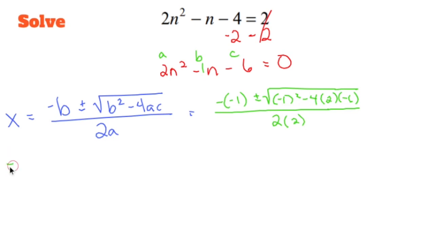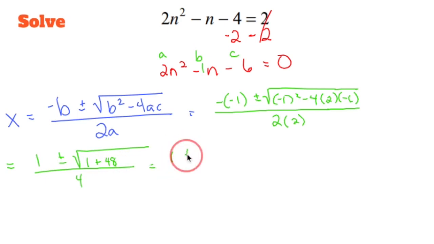All right, let's do some simplifying. Negative 1 is regular 1. Positive or negative, all right, we've got negative 1 squared, which is 1, minus 4 times 2, which is negative 8, times negative 6, which is going to be plus 48. How convenient is that? All over 2 times a, which is 4. So this gives us 1 plus or minus the square root of 49 over 4.